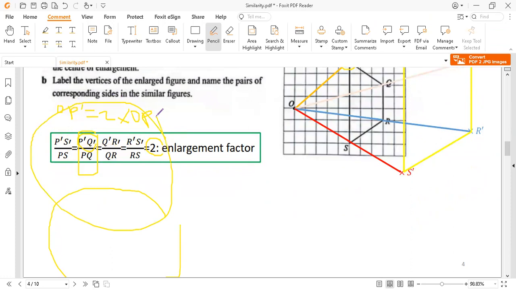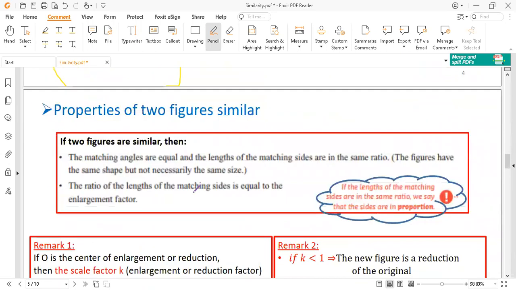We can organize this information using quotients. In the numerator we can use only the sides of the new image of the figure, and in the denominator we use the corresponding sides from the original figure. Finally, all these quotients are equal to the enlargement factor, or the scale factor.